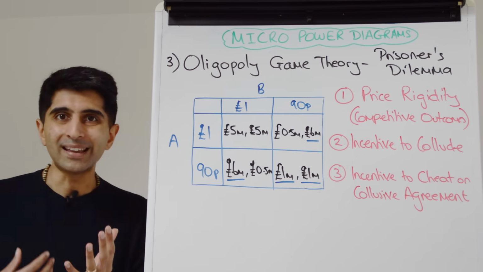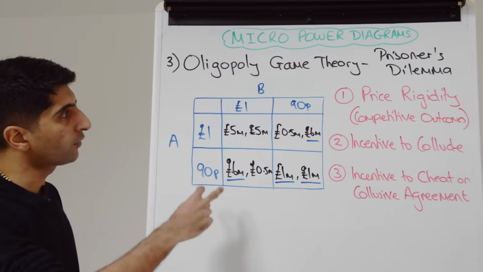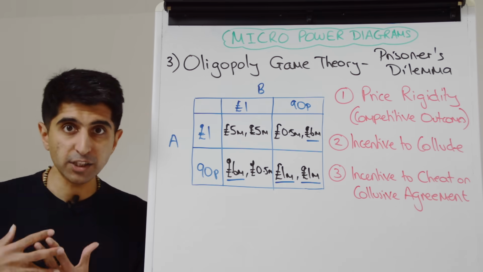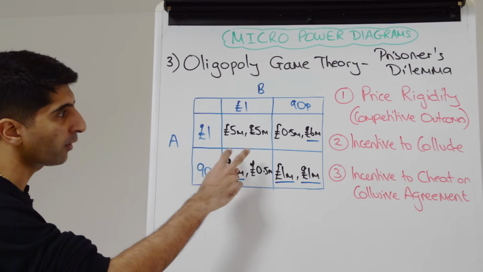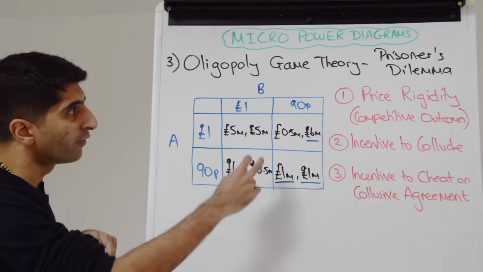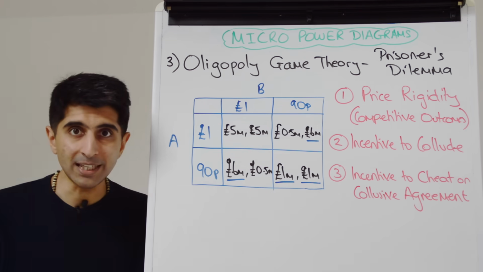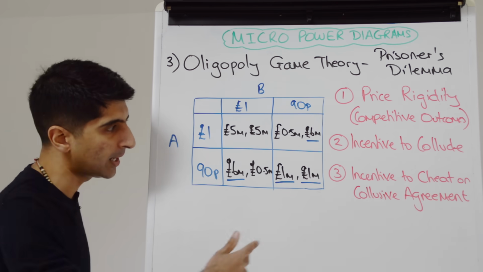What you have to do is have numbers ready to go. So in the cell where you've got both firms charging the high price, give high payoffs, high profits. I've said £5 million each. For both firms going for the low price, 90p each, give lower profits. So I've said £1 million each.